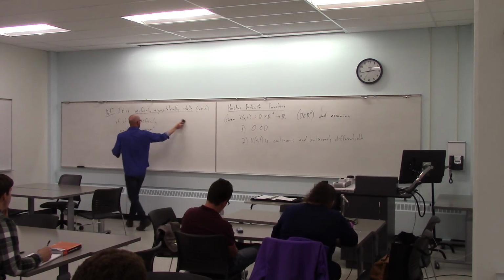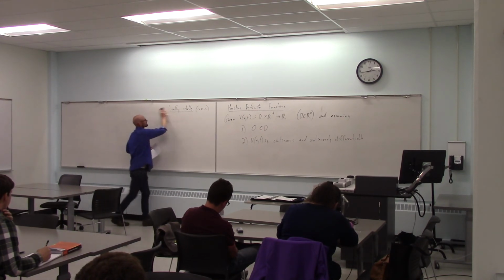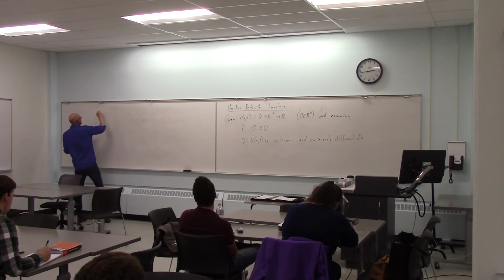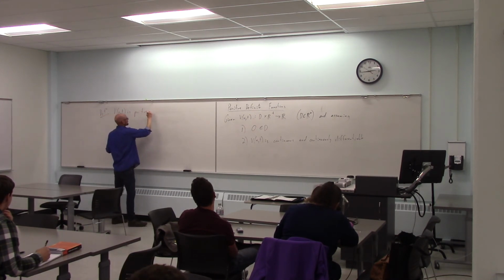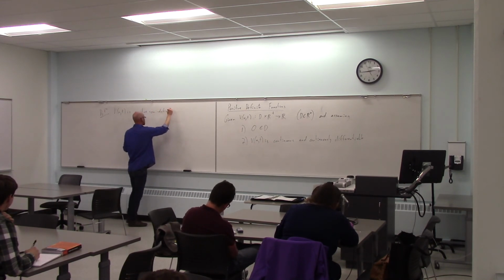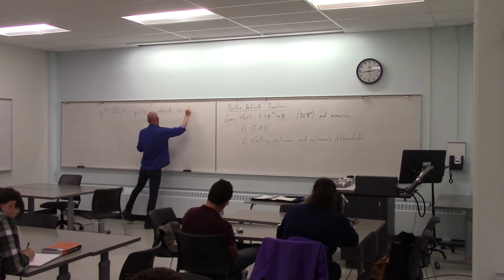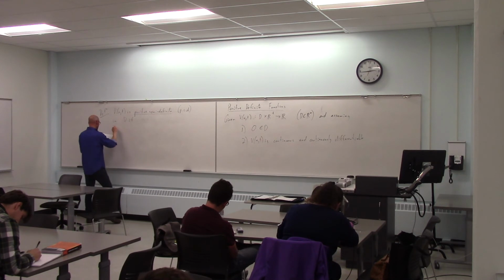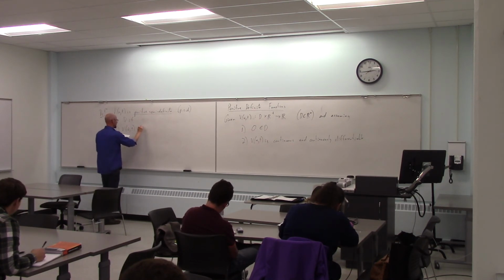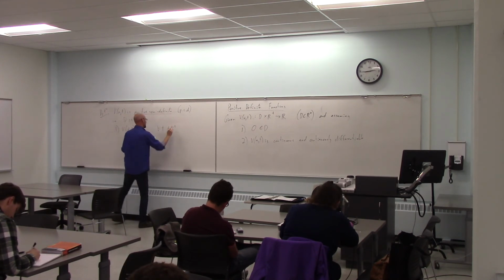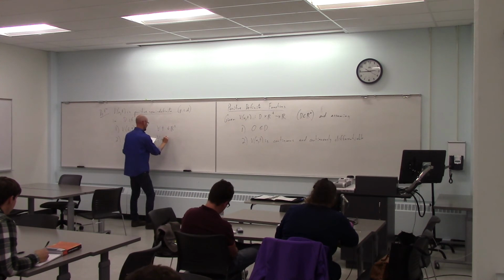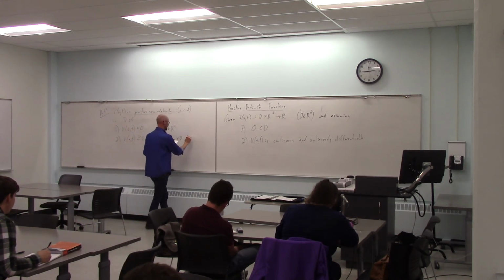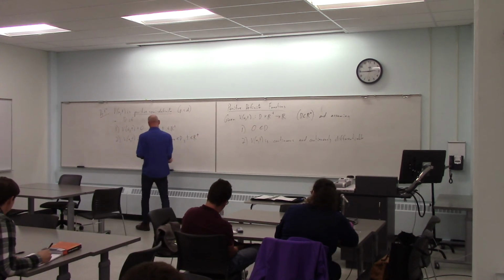Okay, so now I have a definition. v of x and t is positive semi-definite if v of 0 and t is equal to 0 for all t, and v of x and t is greater than or equal to 0 for all x not equal to 0 and x in D, for all t.